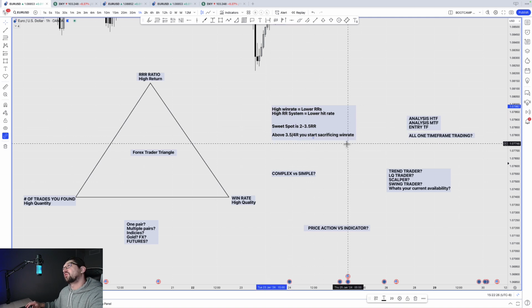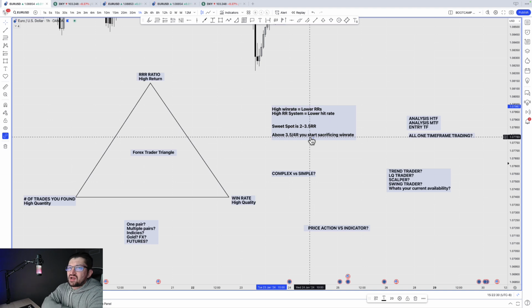As soon as I go above this 3.5 or 4 R, I start sacrificing my win rate. And if I start sacrificing my win rate, ultimately you just make poor decisions. Again, this is for myself. So that's kind of my sweet spot.